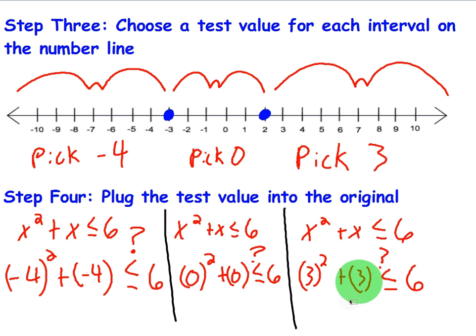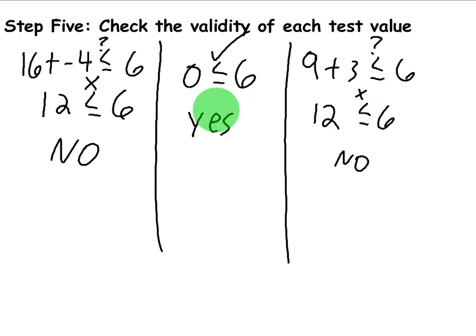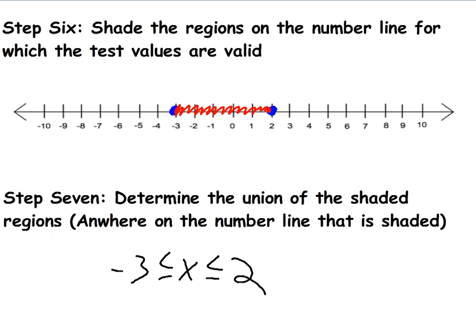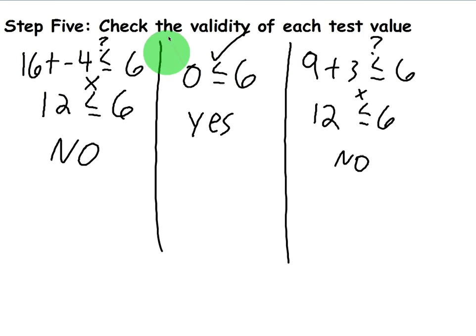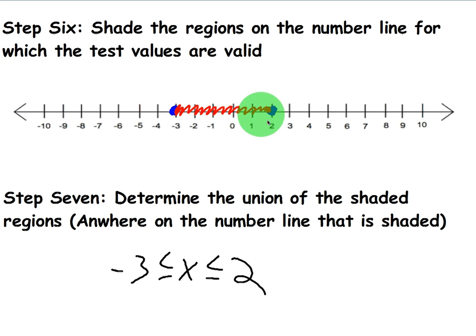That just means that we are going to be shading this part of the number line. Okay? The points between -3 and 2. Okay, so step 6. Shade the regions on the number line for which the test values were valid. What was step 5? Check the validity of each test value. Okay, so we will shade everything in between because we plugged in 0 and it worked.